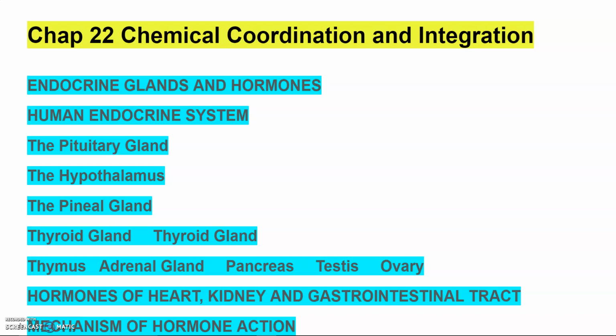So a special kind of coordination and integration has to be there in the body, and that function is carried out by hormones. The neural system and the endocrine system jointly coordinate and regulate various functions in the body. In this chapter we'll be studying endocrine glands and hormones, the human endocrine system, pituitary gland, hypothalamus, pineal gland, thyroid, and various other endocrine glands. And in the later half we'll be studying the mechanism of hormonal action.